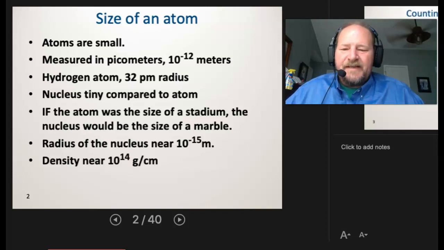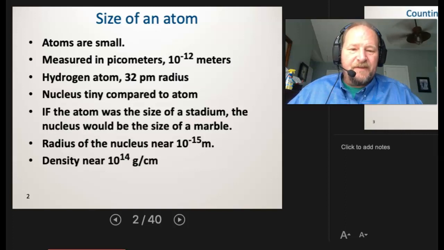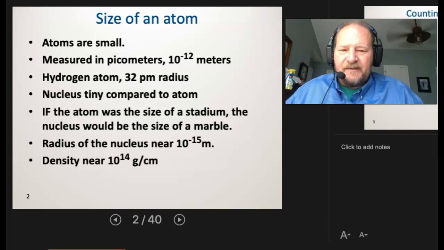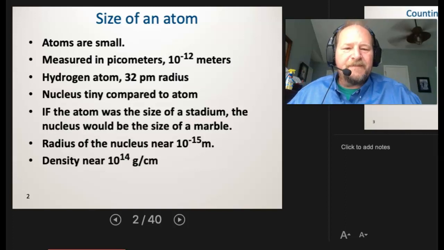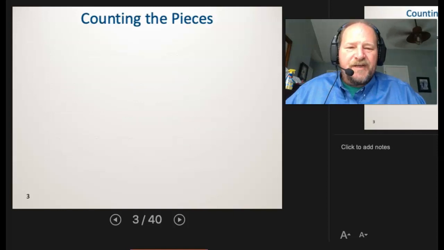Now, when we think about density, that means the density of the nucleus, because it's so small and all the mass is there, will go upwards of 10 to the 14th grams per centimeter cubed. Now, again, this isn't necessarily stuff that you'll need for an exam. This is sort of just to get your heads wrapped around how small we're talking. Right? Now, what do you need to know for the exam?